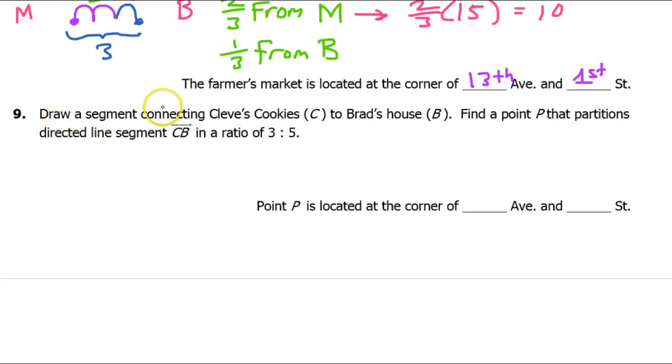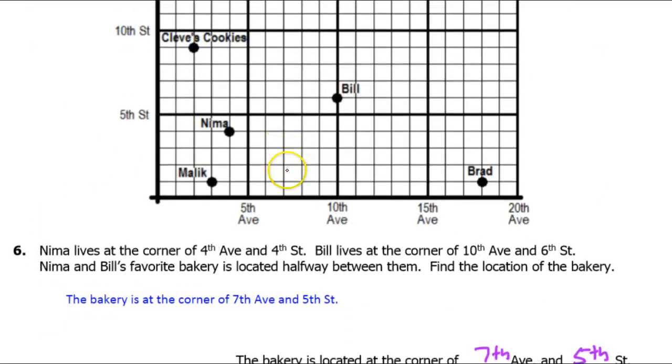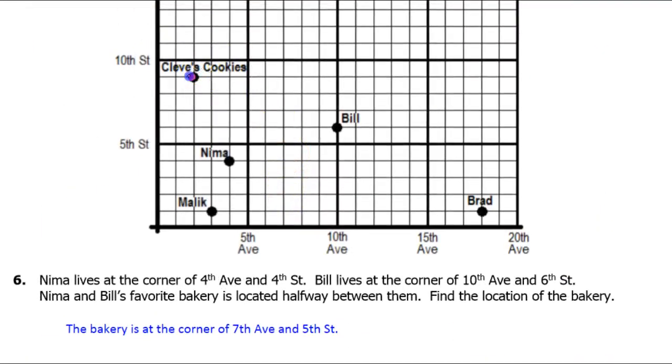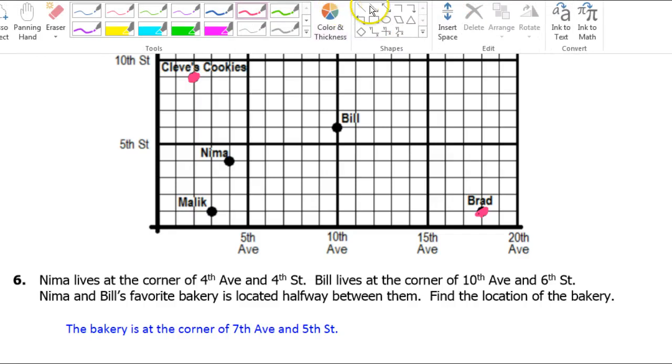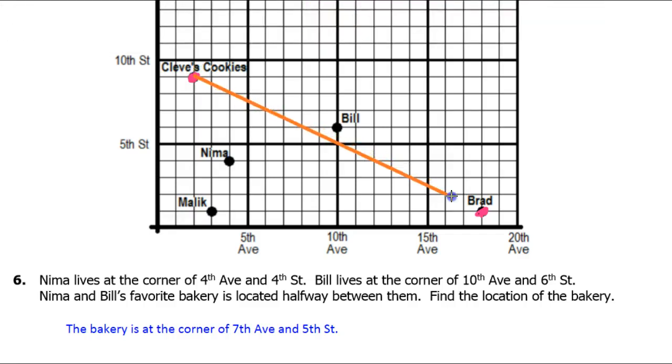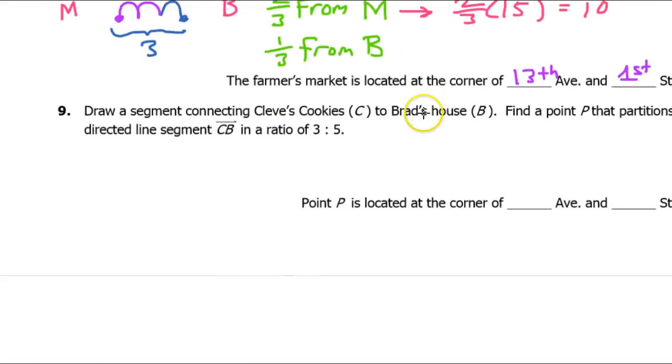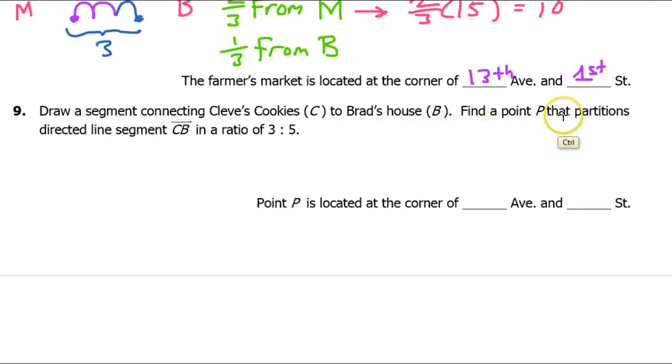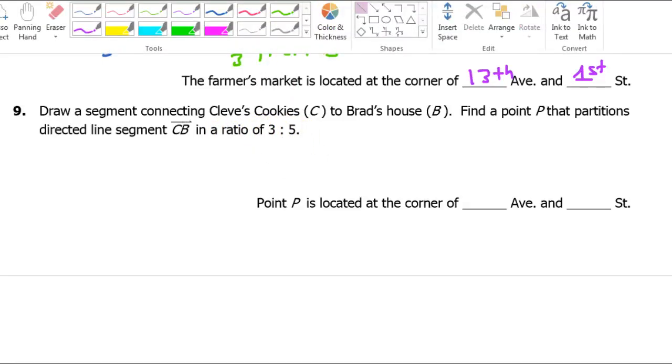Number 9 says, draw a segment connecting Cleve's Cookies to Brad's house. All right, let's check that out. So here's Cleve's Cookies, and here's Brad's house. So let's draw a line connecting those. Okay, there you go. Find a point P that partitions the directed line segment from C to B in a ratio of 3 to 5. So let's start off by figuring out what the fractions need to be.